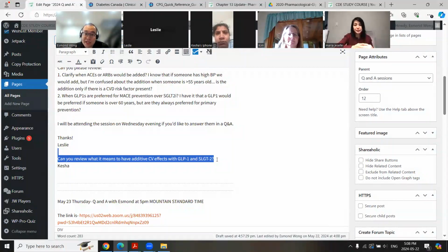There's ongoing research seeing if combining an SGLT2 and a GLP-1 actually comes out with a better outcome. But those studies are ongoing and they're not out yet, so they definitely won't be on the exam. That's what I mean by additive cardiovascular effects. We kind of assume it does at this current moment, but there's no study that says yes for sure. Okay, you're shaking your head, Keisha, so I assume I've answered your question.